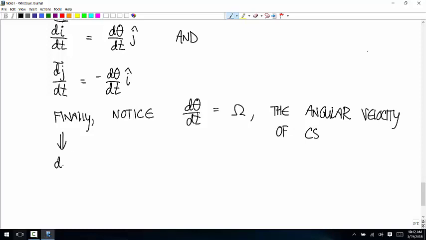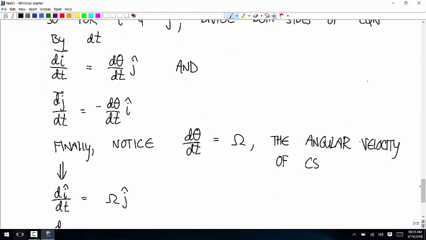this gives us that di dt is equal to omega j. With the unit vector, or, I'm being inconsistent here. It's not a unit vector, but it's a derivative of a unit vector. I think I always do it as a unit vector. So di dt and dj dt are not unit vectors, but they're time derivatives of those unit vectors. You know what I mean? That's right.